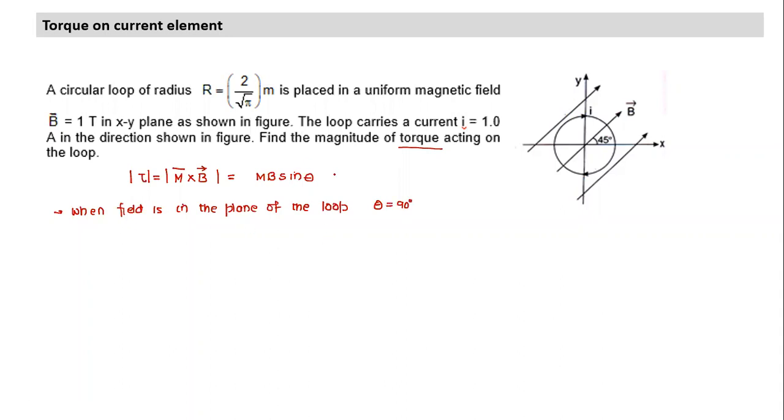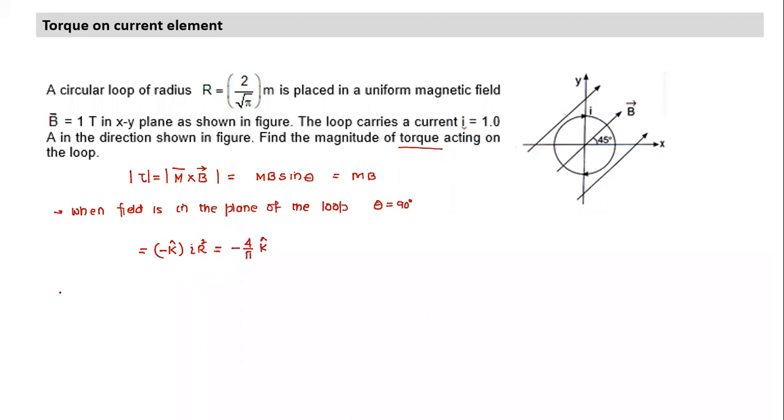So the magnitude is equal to m into B. But if I have to do it in vector form, what is the m vector here? If I curl my fingers along the direction of current flow, which direction will my thumb point? Into the plane. Into the plane, minus k cap. So the m vector will be in the minus k cap direction. And what is the magnitude of m? I into r square, that will be the magnetic moment. And what is I equal to? I equals 1. So it will be r square, minus 4 by pi k cap.